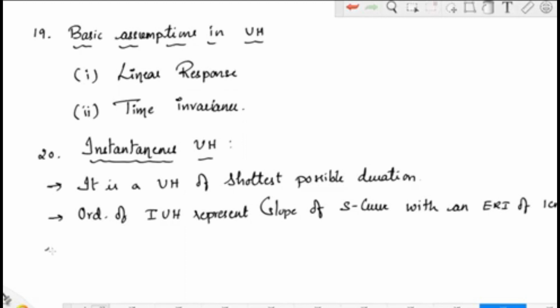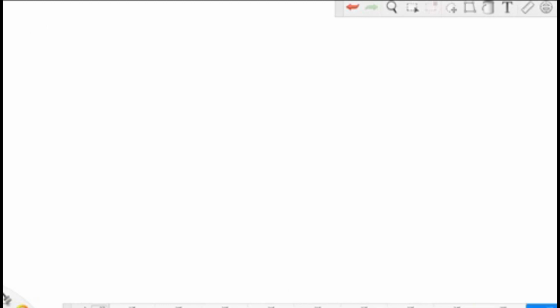Last theoretical point what you have to remember is that your unit hydrograph theory is applicable for catchment areas less than 5,000 kilometers square and greater than 200 hectare. So these points you remember and some graphs. So some more theoretical points I'll write.